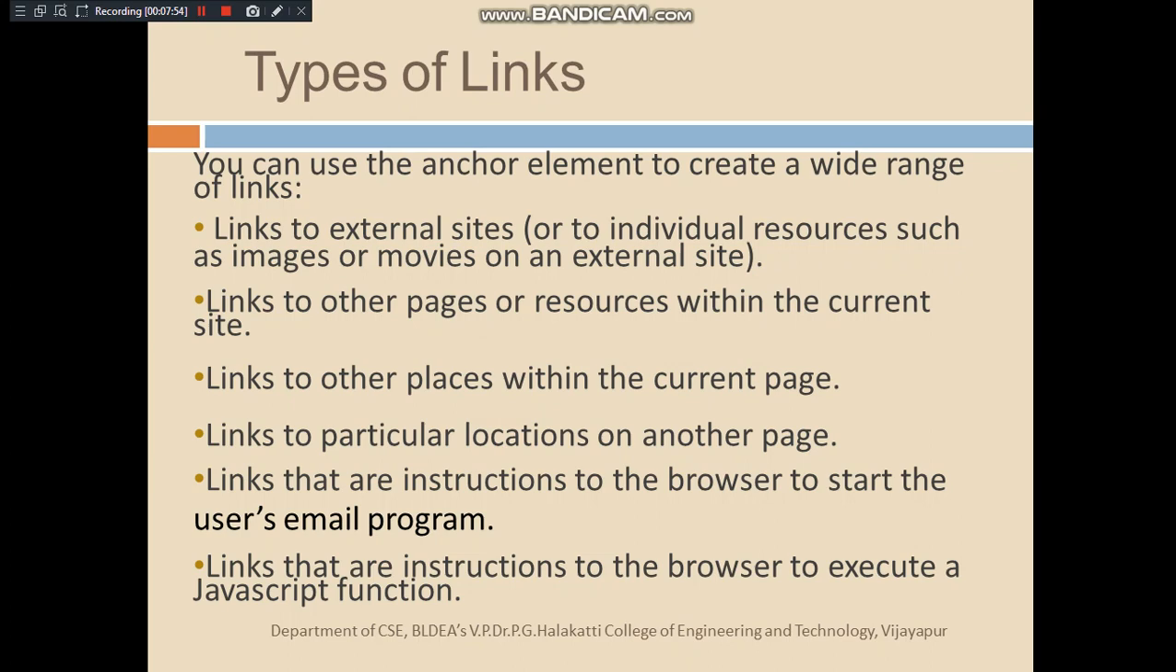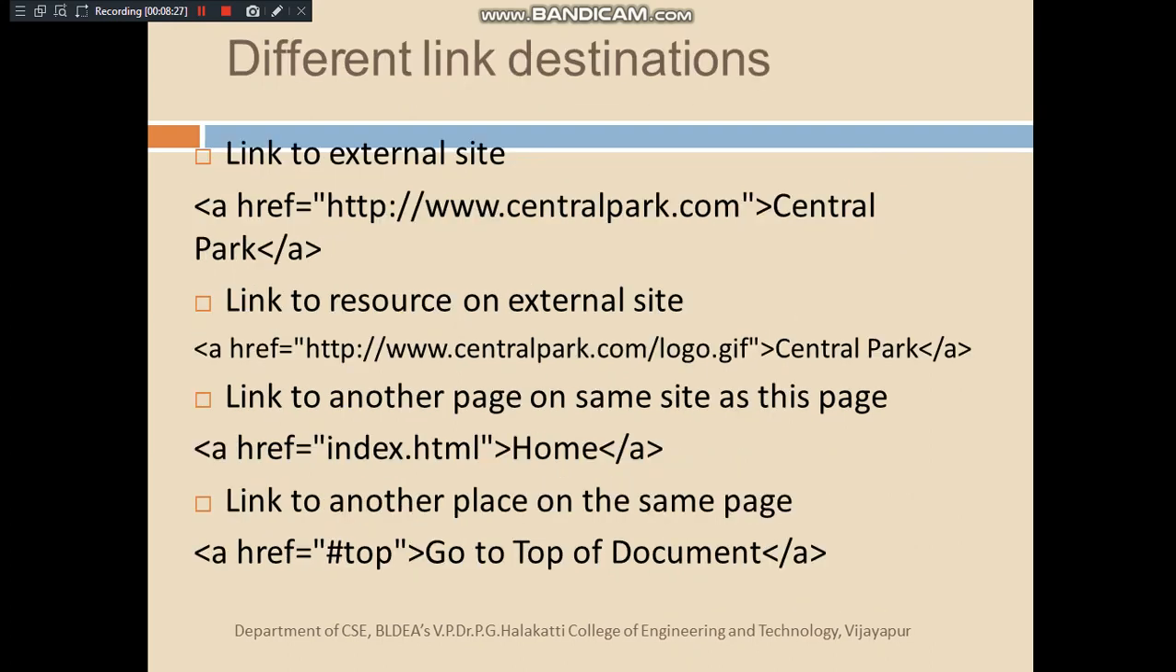So then there are different types of links. As I discussed, we can use an anchor element to create a wider range of links: link to external sites, different websites, link to other pages or resources within the current website, or link to other places within the current page. Also you can link to a different part of the web page, link to a particular location on another page, links that are instructions to the browser to start the user's email program, links that are instructions to the browser to execute a JavaScript function. So these are all the different types of links. Different link destinations can also be there. With respect to the types, we have different destinations of the linking text.